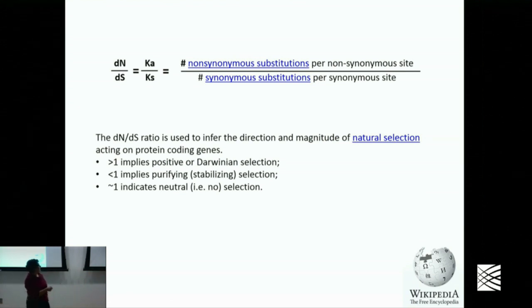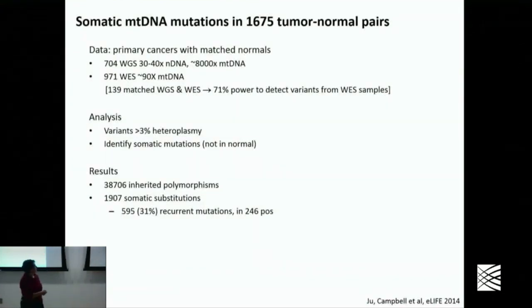And if you have more protein-altering mutations than you would expect, over 1, that would imply positive or Darwinian selection. If you have fewer than you would expect, that would imply purifying selection, that you're getting rid of these. And if it's about 1, then it's probably neutral. So that's the idea behind all of these. Does that make sense to people? Yeah. Okay, so here's the beautiful study.